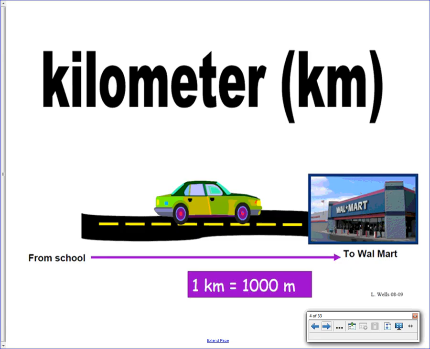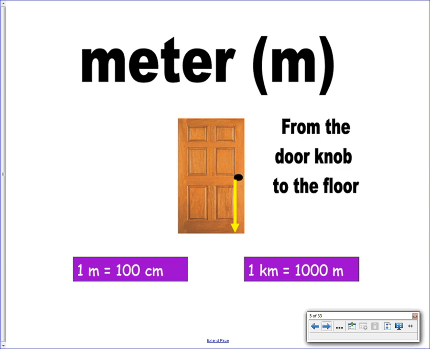So let's start with the kilometer. A kilometer is 1,000 meters, and it's like driving from school to Walmart. Think of that distance as a kilometer, or measured in kilometers. Next, getting a little bit smaller, is a meter. A meter is from the floor to the doorknob. It's 100 centimeters, and 1,000 of these meters equals 1 kilometer. So about floor to the doorknob is what we think of for a meter.